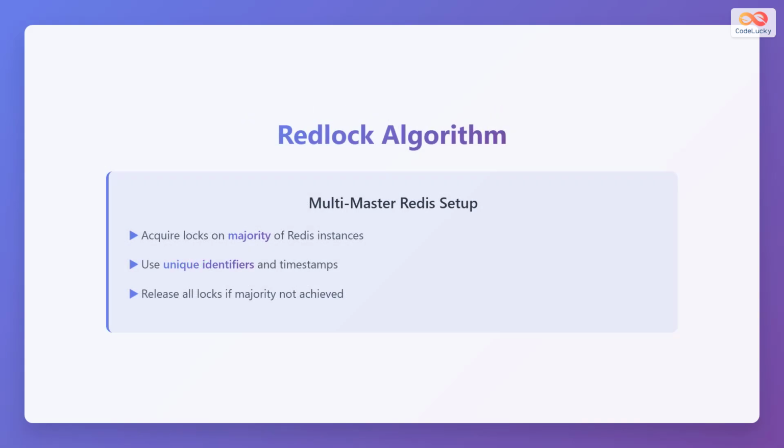Here's an overview of the Redlock algorithm. It uses a multi-master Redis setup. The first step is to acquire locks on the majority of Redis instances. Second, use unique identifiers and timestamps. Third, release all locks if the majority is not achieved. Redlock is a more complex algorithm compared to the single-instance Redis lock. It aims to improve the reliability and fault tolerance of distributed locks by using multiple independent Redis masters. The key idea behind Redlock is to acquire locks on a majority of the Redis instances in the cluster.